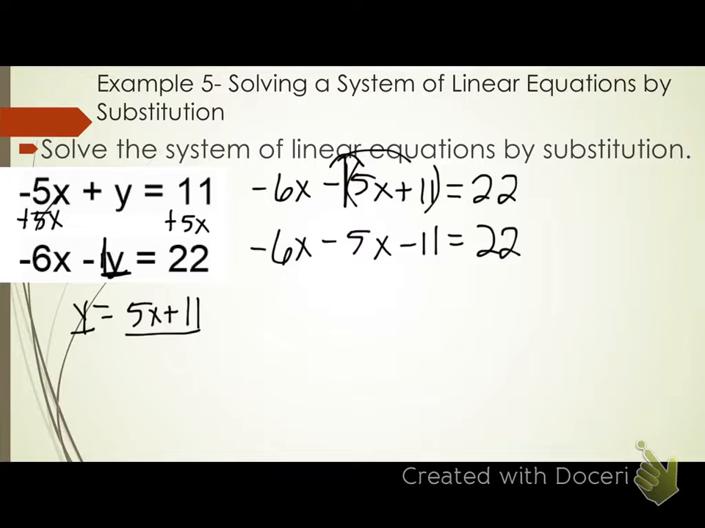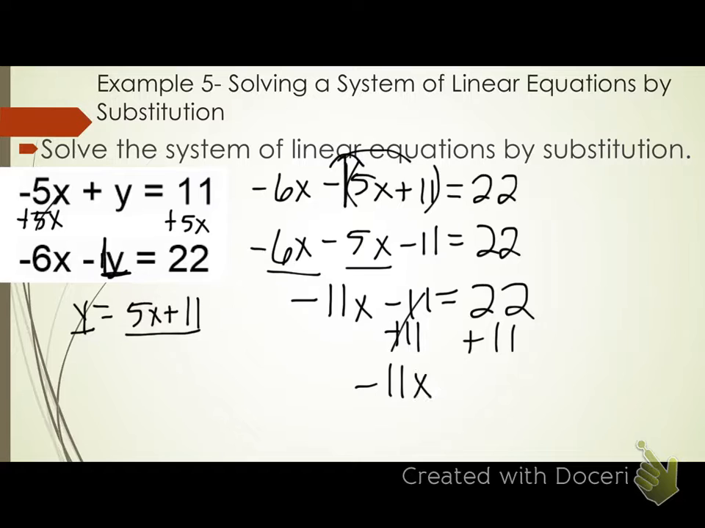Negative 6x minus 5x minus 11, negative 11x. What's my next step to get x by itself? Add 11 to both sides. Negative 11x equals 33. And how do I get x by itself? Divide by negative 11. x equals negative 3. Questions there?